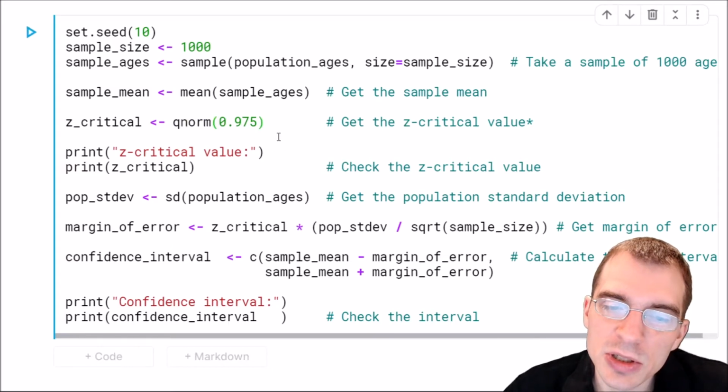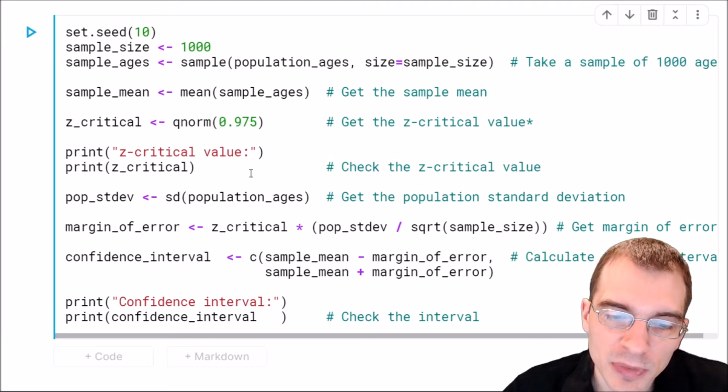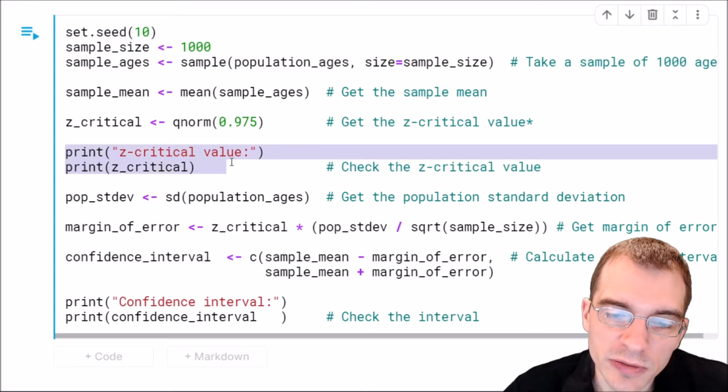We're actually going to use 0.975 for our 95% confidence interval instead of 0.95, just because when we're doing a confidence interval, we're interested in data both above and below the mean. So since this is going to be a two-tailed situation, we need 2.5% of the data on the top end and on the bottom end. So that's what this will allow us to get. And we're going to print out our z-critical value.